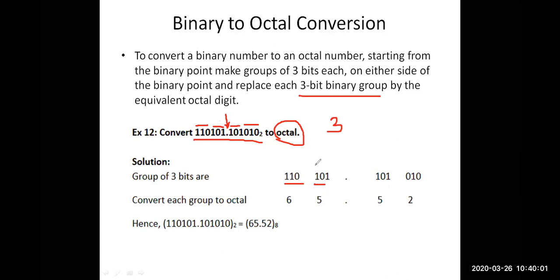So 101 is nothing but, if we use the 4 2 1 rule, we take 4 and 1. So 4 plus 1 is 5. So 110 is 6. 101 is again 5. 010 is 2. Okay, 010 is 2. Very simple.